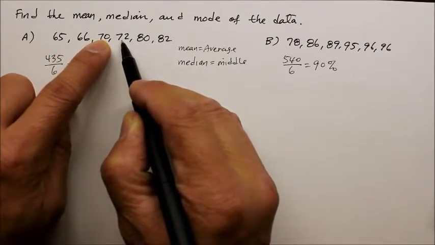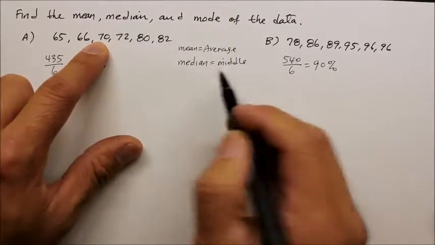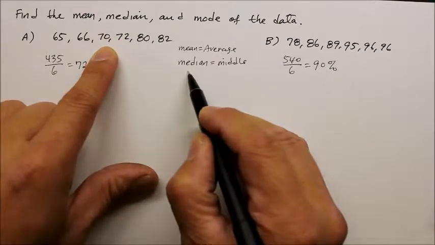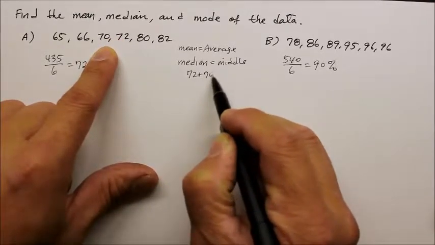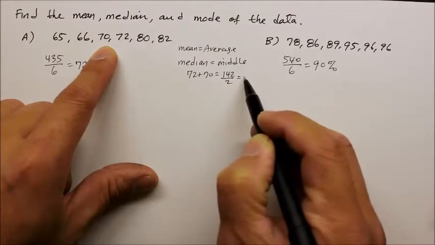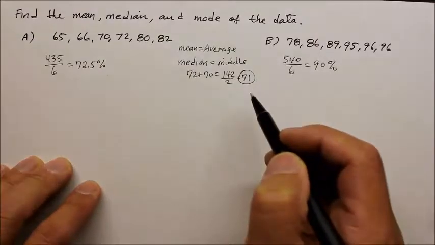So you go 1, 1, 2, 2. Uh-oh. What's in between 70 and 72? Well, we know it's 71, but to find that, we take the average of those two as well. So we go 72 plus 70 is 142, and divide that by 2, it turns out to be 71. So the median is 71.